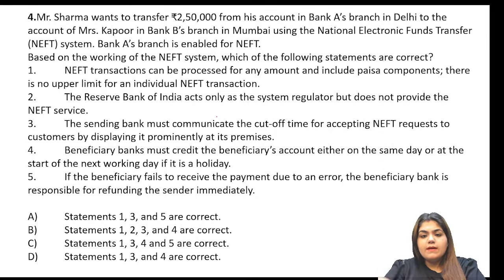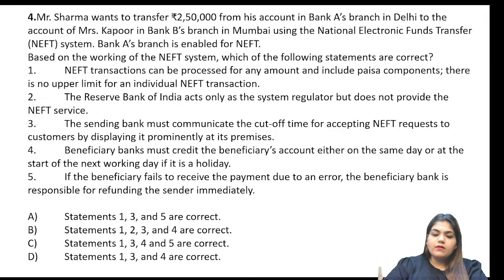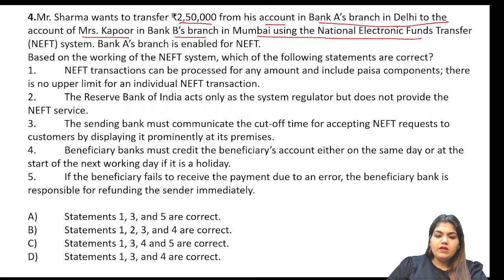Next question. Mr. Sharma wants to transfer 250,000 from his bank to Bank A's branch in Delhi to the account of Mrs. Kapoor in branch B in Mumbai using NEFT. Bank A branch is enabled for NEFT. Based on the working of the NEFT system, which of the following statements are correct?